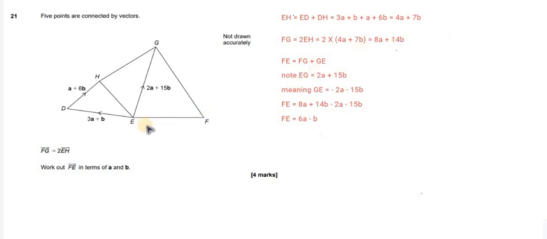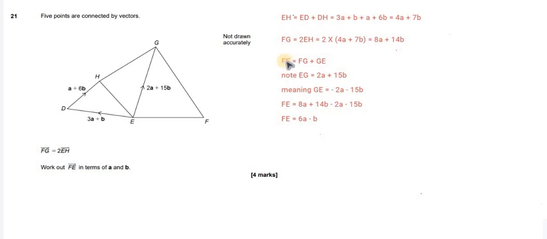Now, to find Fe, we have to go from F to G, then G to E. So that's Fg plus Ge. Now, we have E to G, as the direction shows, which is 2A plus 15B. That means G to E in the opposite direction turns all the signs the opposite. So that's plus 2A, that becomes minus 2A. That's plus 15B, that becomes minus 15B.